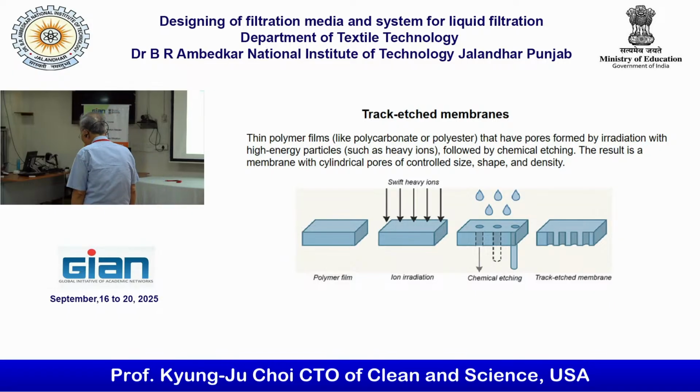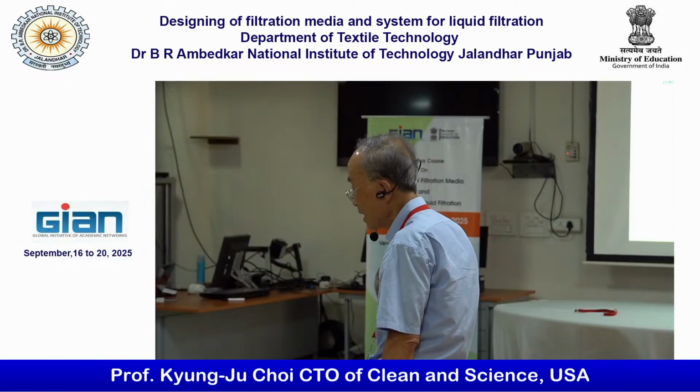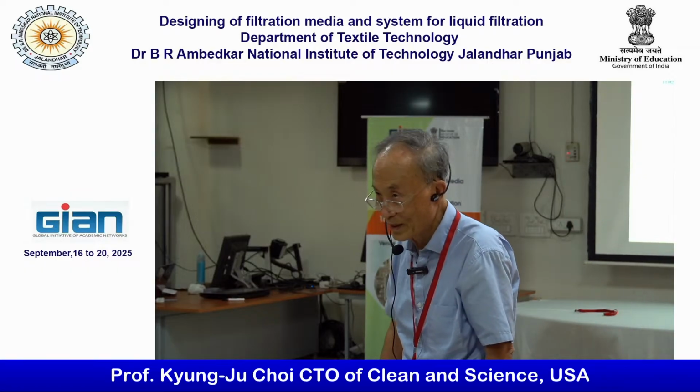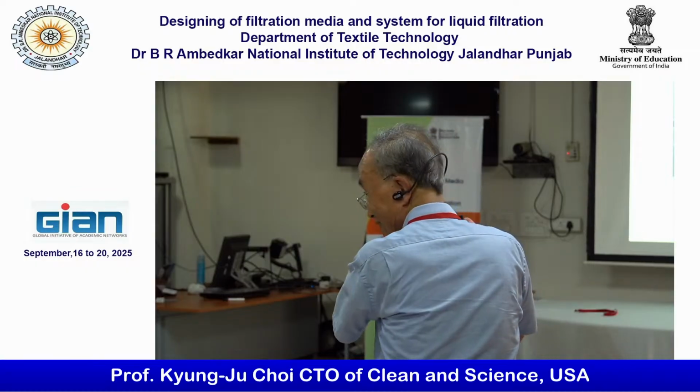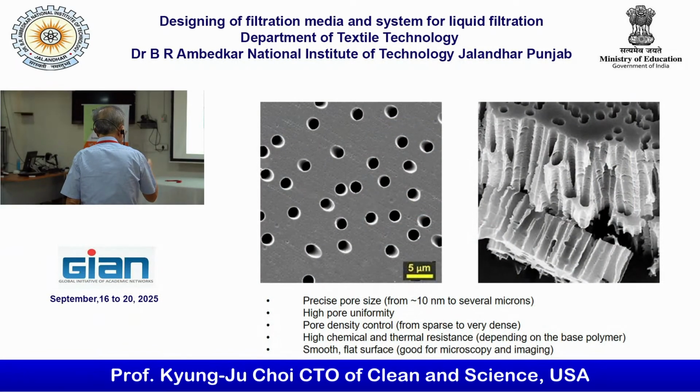So for the track etch membrane, porosity might be a lot less. However, the holes are really uniform. Just like that. So holes are really uniform. The pore size is over 10 micrometer to several microns. High pore uniformity, of course. Pore density control from sparse to very dense. High chemical and thermal resistance and smooth. Good for microscopy and imaging. Certainly, you can look at the SEM pictures.